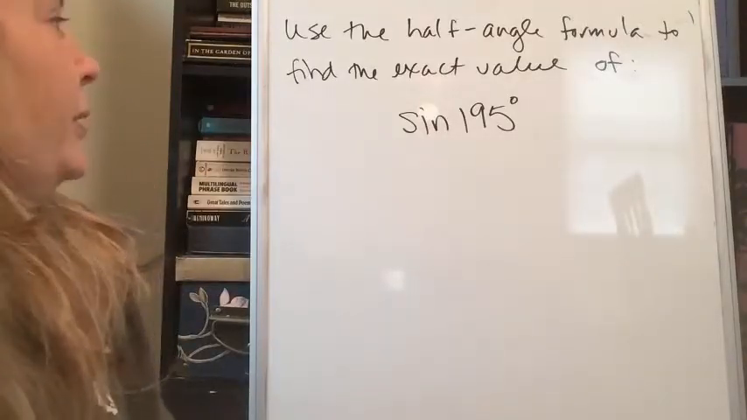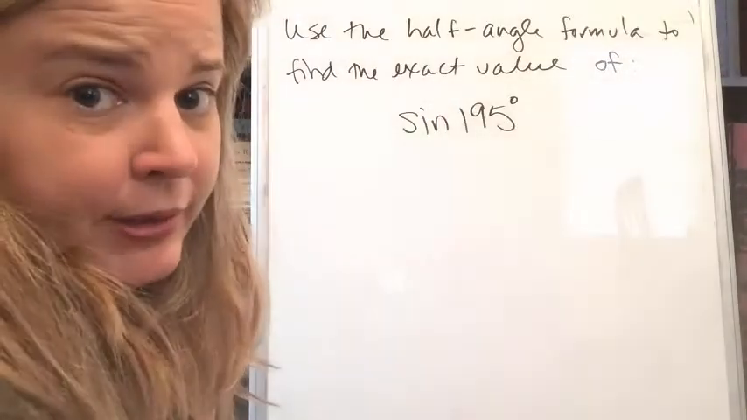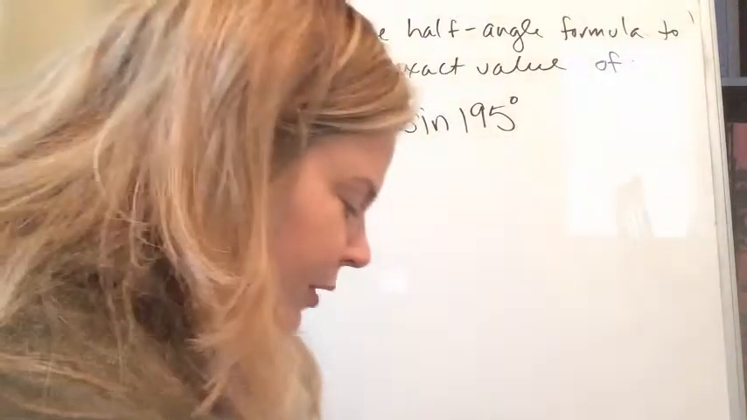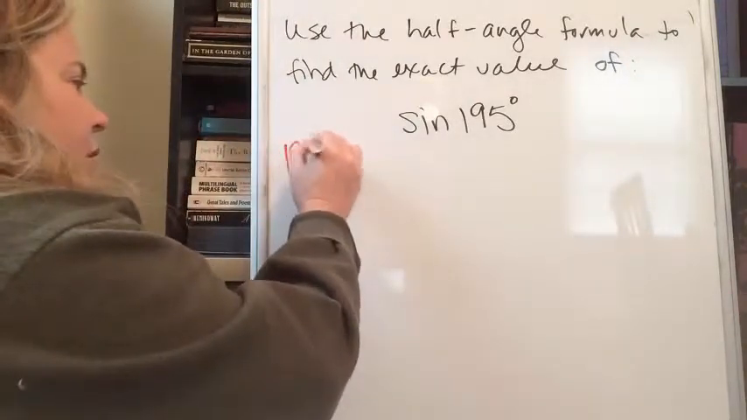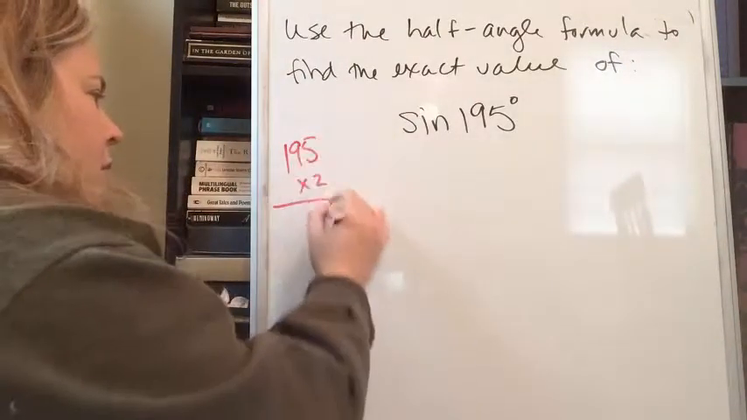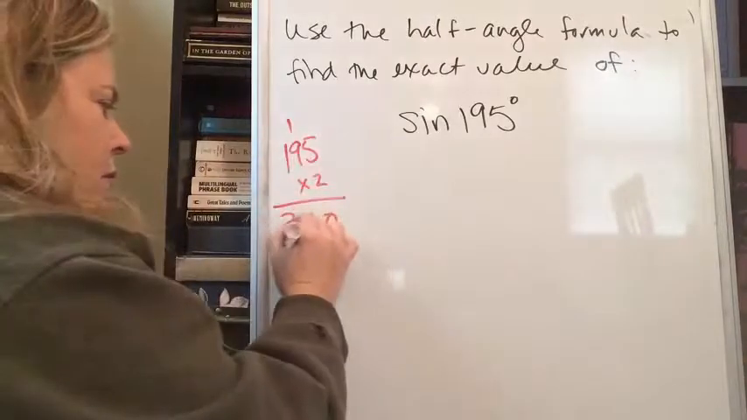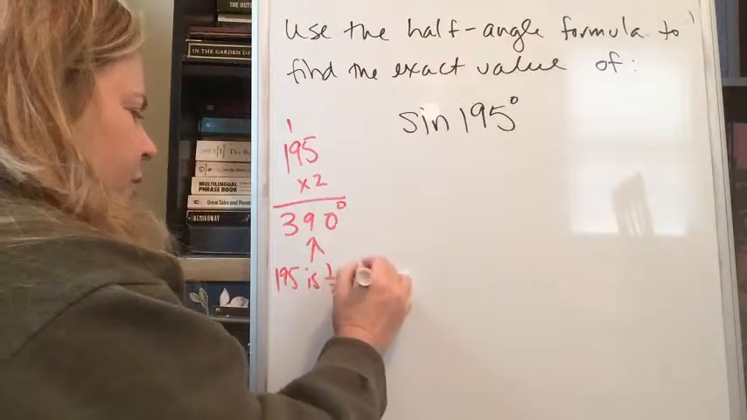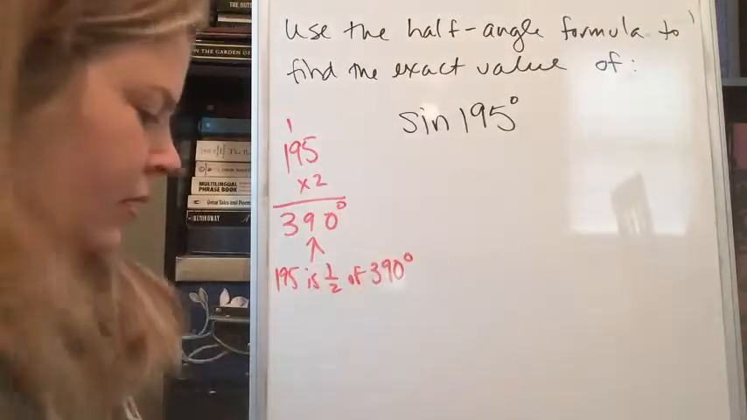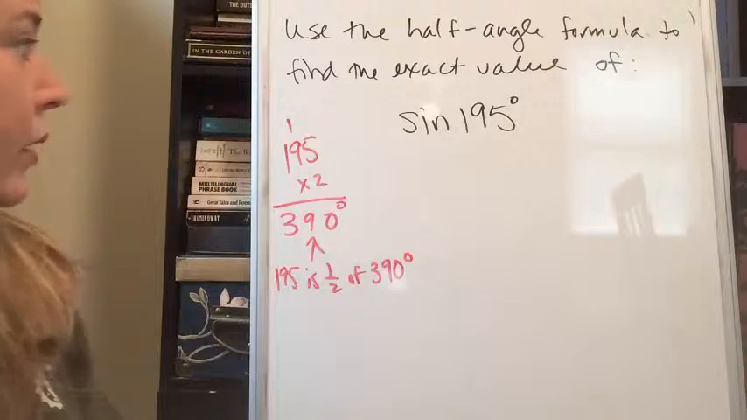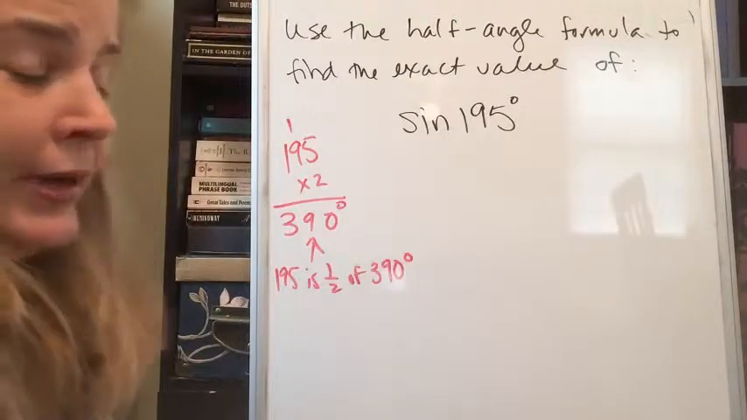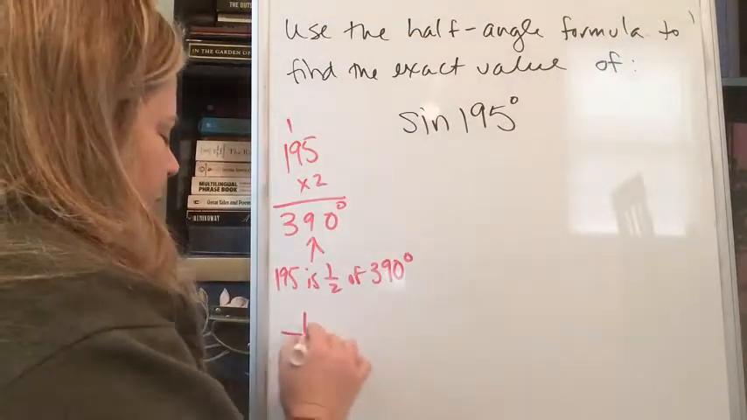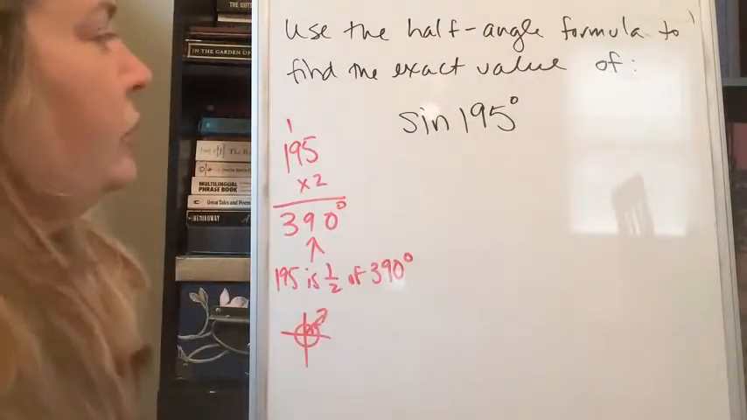Use a half angle formula to find the exact value of sine of 195. All right, so let's see. First of all, I'd like to figure out what 195 is half of. 195 times 2. 10, carry the 9. 195 is half of 390. Okay, so I'm going to use 390 in the half angle formula. 390 is the same as 30, so I'm actually going to use 30.